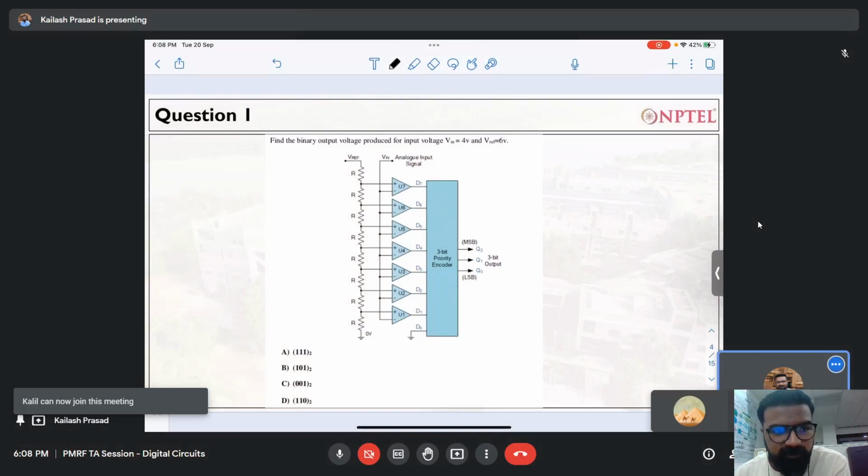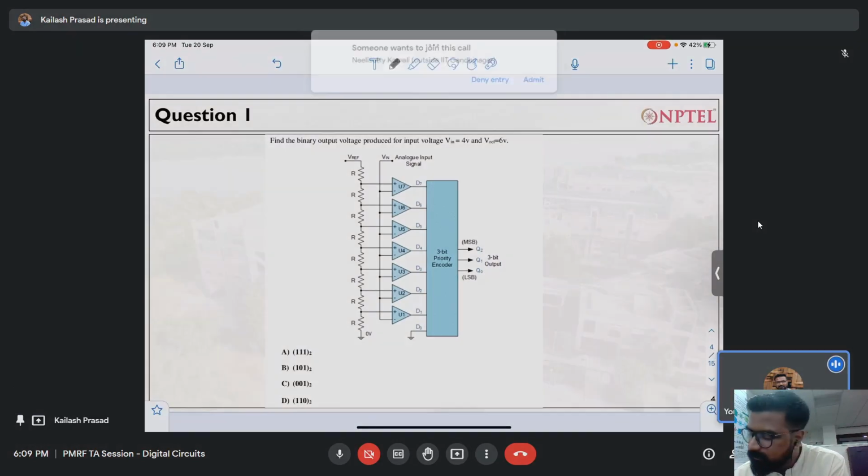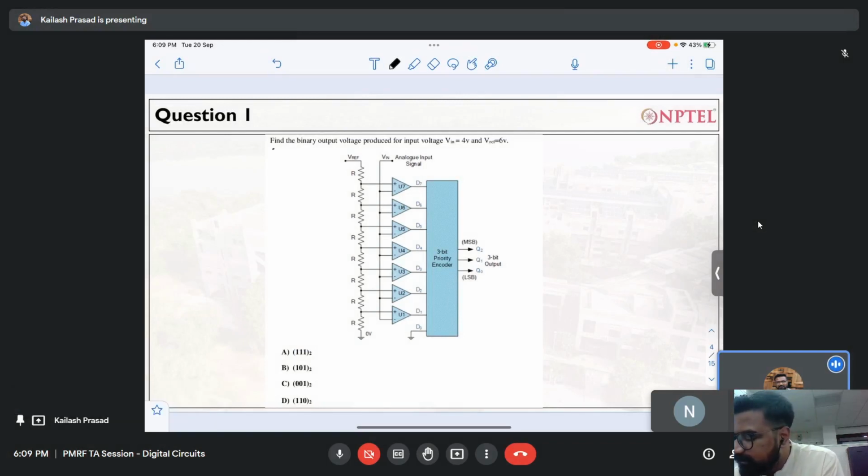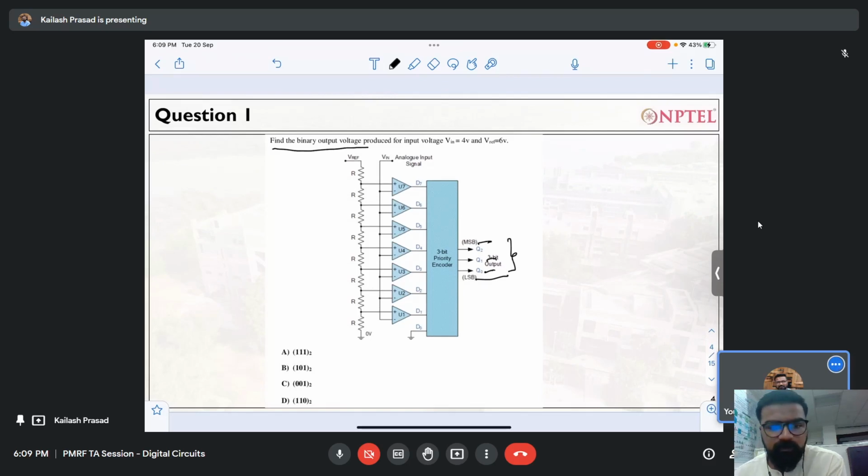It's the first question, and it's a very simple one. I will tell you how to approach this question. The question states: find the binary output. We have to find Q2, Q1, and Q0 for the input voltage Vin equal to 4 volt. Vin is applied over here, you can see 4 volt, and Vref is 6 volt.